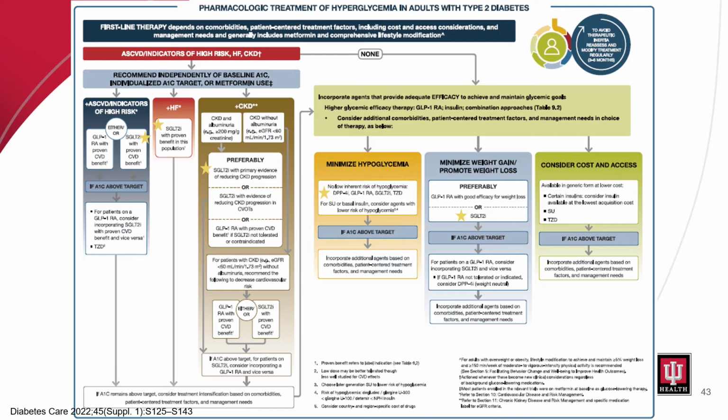I like to show this graphic again, and you'll see stars next to every single time that an SGLT2 inhibitor is recommended for a specific patient population. So this is across the board: ASCVD indicators of high risk, heart failure, chronic kidney disease, to minimize hypoglycemia and to minimize weight gain or promote weight loss. So rarely is an SGLT2 inhibitor a wrong second-line agent for a patient. Across the board, as more and more data comes out, these are becoming pretty favorable.